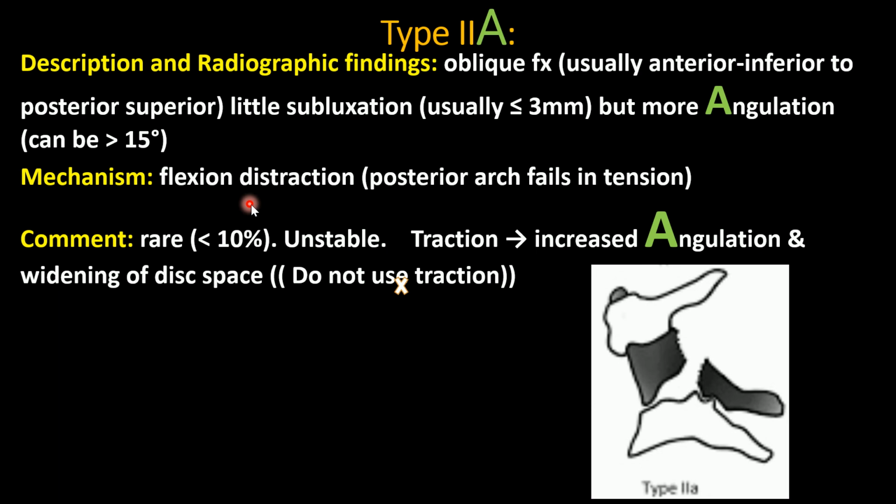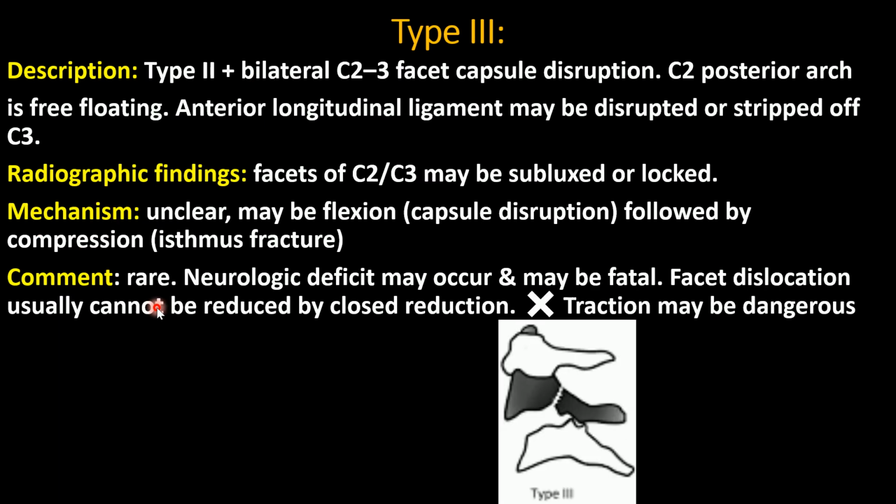Mechanism of flexion, fracture, flexion distraction. Posterior arch fails in tension. It is rare, less than 10%, it's unstable, and avoid traction as it increases angulation. Do not use traction. Causes increased angulation and widening of disc space.